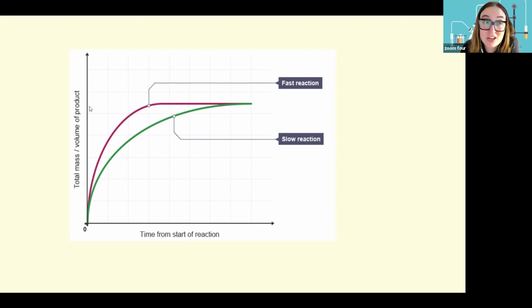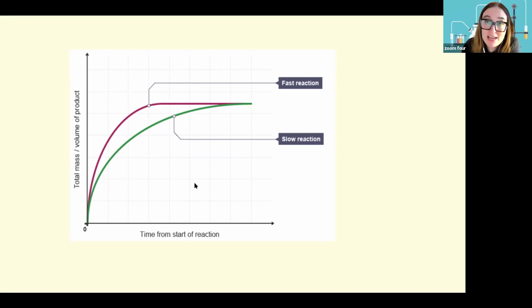So imagine this is 30. I don't have an axes label here. For this one, it might have taken 5 minutes to get to 30 centimetres cubed of gas. This one, it might have taken 15 minutes. And that shows that the pink line is your faster rate of reaction.